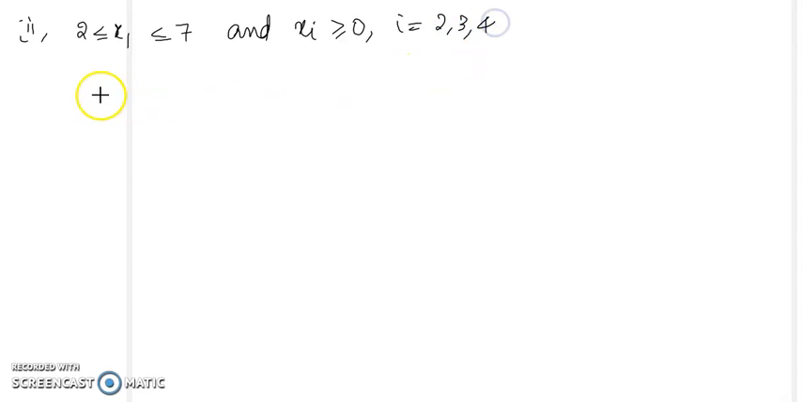And the second subdivision is, so you have 2 less than or equal to x1 less than or equal to 7, and you have xi greater than or equal to 0 for i equal to 2, 3, 4. Now here we have 2 less than or equal to x1 less than or equal to 7.